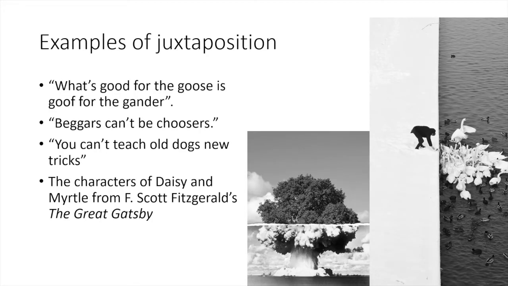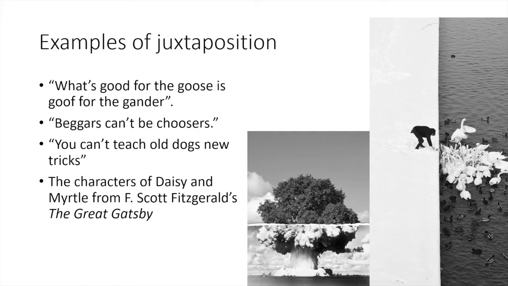Let's look at common examples of juxtaposition. I'm sure that most of you know these sayings. What's good for the goose is good for the gander. Beggars can't be choosers. You can't teach an old dog new tricks. And if you have read F. Scott Fitzgerald's The Great Gatsby, the characters of Daisy and Myrtle.